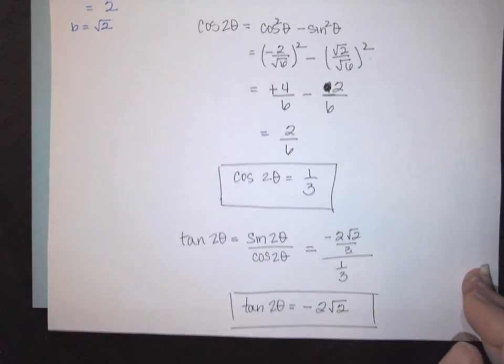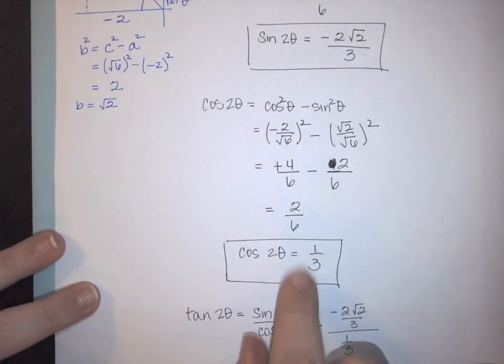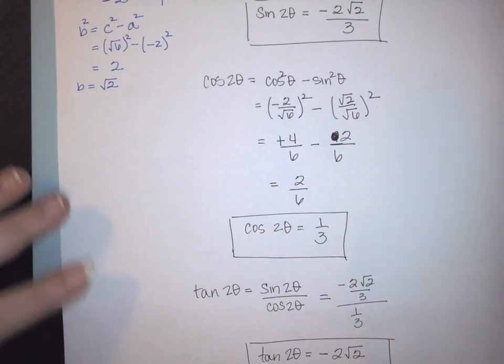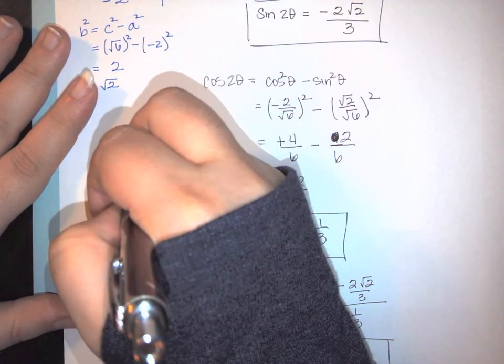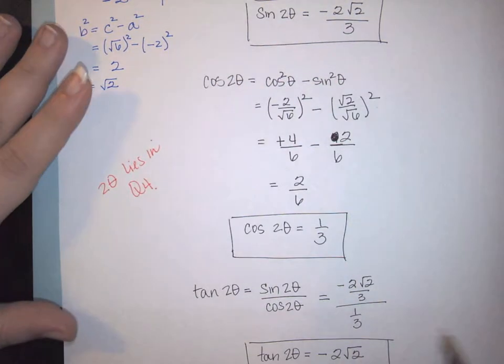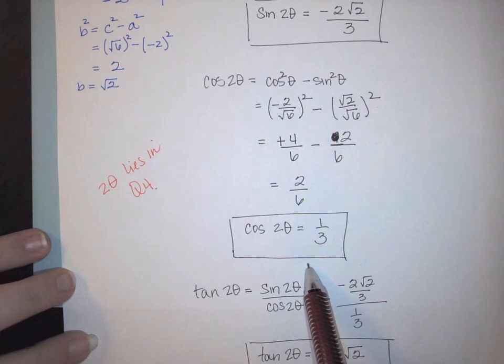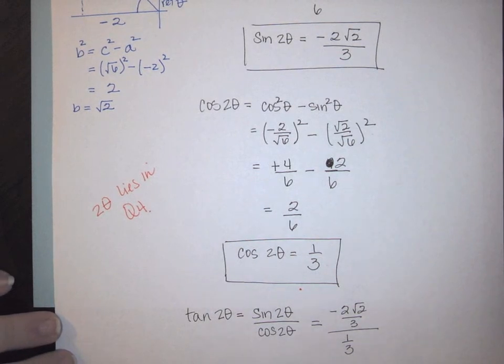Now, just like before, we have to look at your signs. So my tangent is negative, but my cosine is positive and my sine is negative. So because of that, we know that 2 theta lies in quadrant 4. And that's purely because, again, your cosine is the only one that was positive. So there is 2 examples, one a little bit more tricky than the other, of being able to find the double angles using the double angle identities.